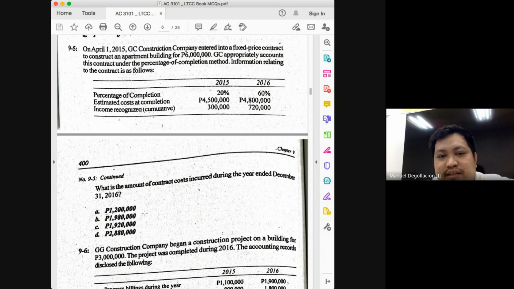Let's do this for 2016. Percentage of completion is 60%. How much is the expected gross profit? Is it still 1,500,000? Not anymore. 6 million minus 4,800,000. Our expected gross profit now is 1,200,000. And how much is 60% of 1,200,000? 720.